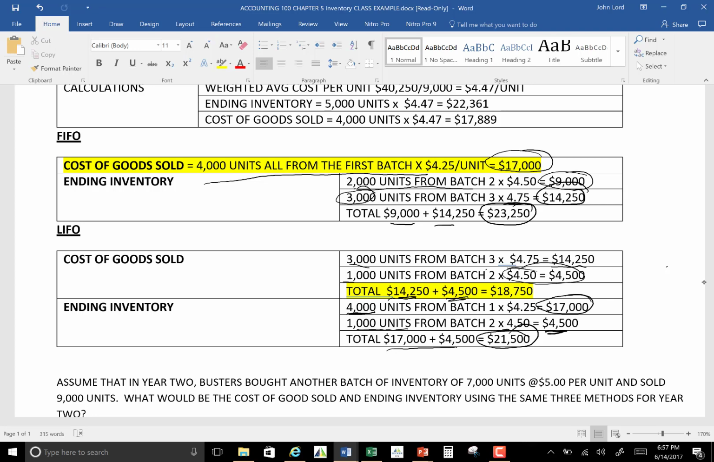Okay? And when I credit my inventory for $17,000, what's left here? It better be $21,500, isn't it? I mean, $23,250, right? $23,250. So did I just do this with journal entries? Okay, so my ending inventory is 23,250. My cost of goods sold is 17,000. Good.